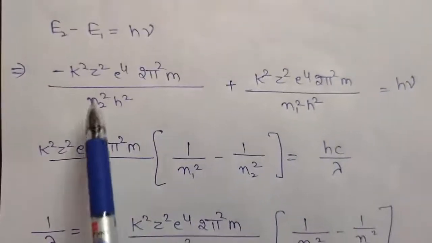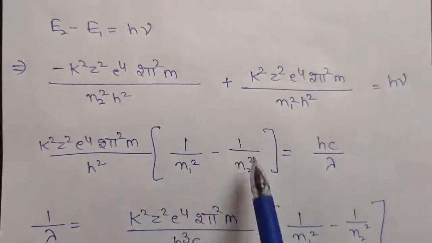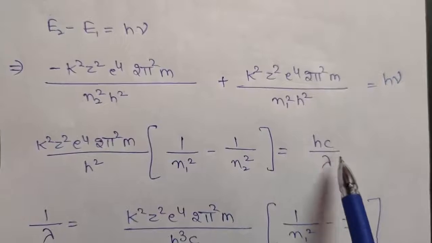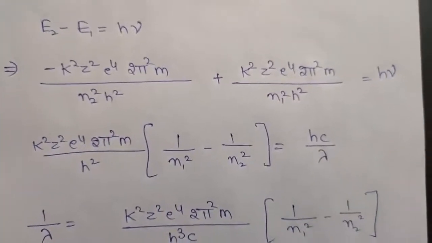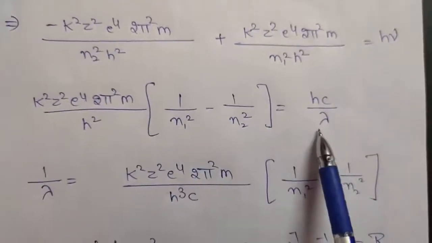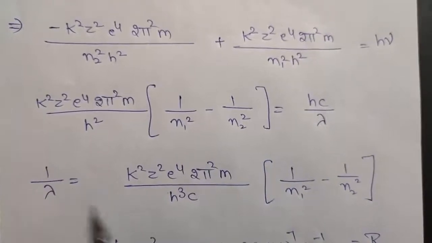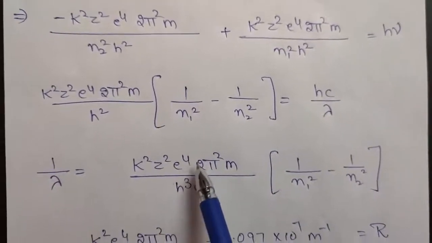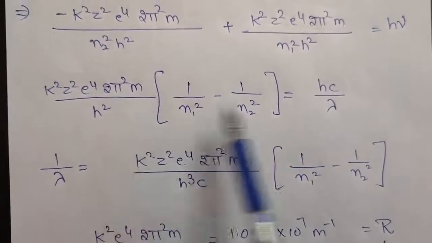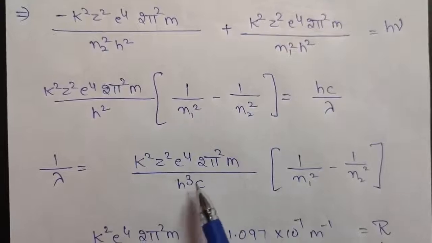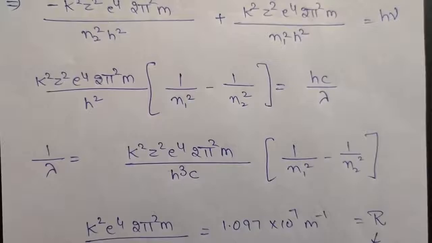Now taking the common terms outside, inside you will be left with 1 upon n1 square minus 1 upon n2 square, that will be equal to hc by lambda. I have just put nu equal to c by lambda. From here, if you calculate 1 by lambda by taking hc to the left hand side, 1 by lambda will come to be k square z square e to the power 4 2 pi square m upon h cube c, into 1 upon n1 square minus 1 upon n2 square.